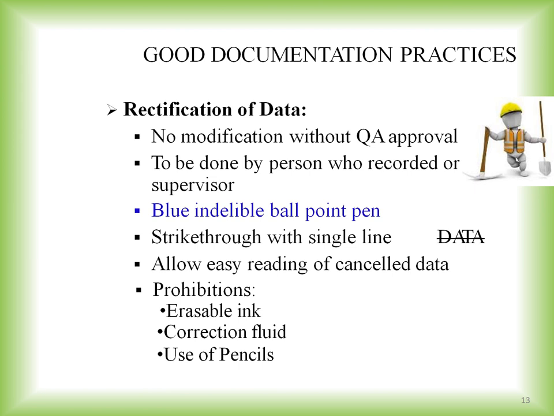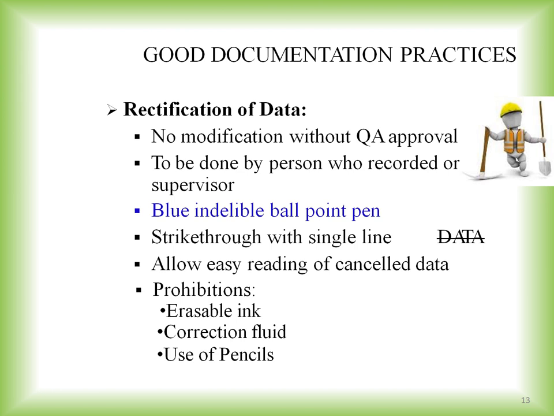Suppose we have to rectify the data. So what are the things which we have to do? No modification without quality assurance team approval. To be done by the person who recorded or who supervised. The person who has recorded the data has to be the person who is going to do the rectification in the data. A blue indelible ballpoint pen is used. Strike through with a single line.